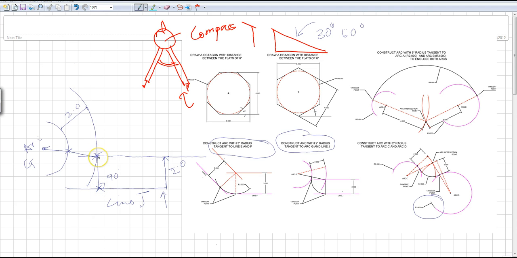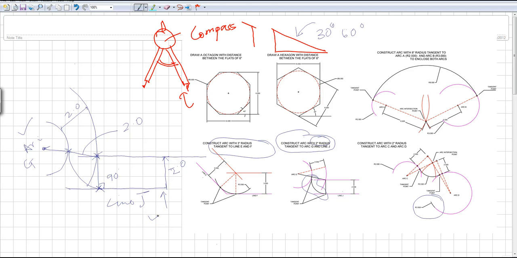This is my intersection. All I have to do now is put my arc that you see out here. So I take the pointed edge of my compass, put it right there. Using the pencil edge on this side, I will draw an arc that goes and touches this one, right? So how much is that radius? 2.0. So this is what we were asked to do. Construct an arc with radius 2.0 tangent to arc G and line J.